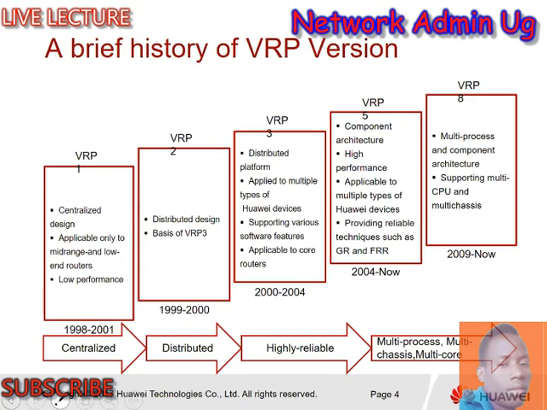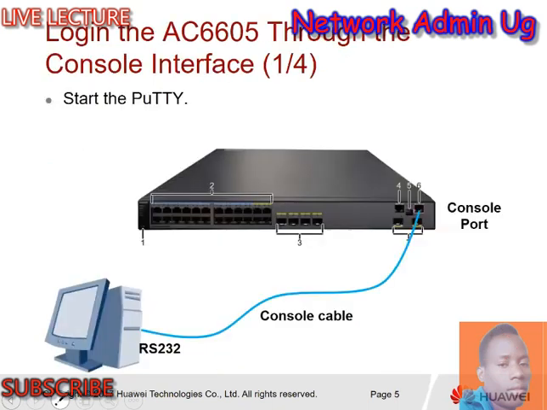So that is briefly the history of the VRP platform, and we can see its applicability in the devices. For example, this AC here, the 6605, which is one of the pretty good ACs that will be used on your network, is running the VRP platform.